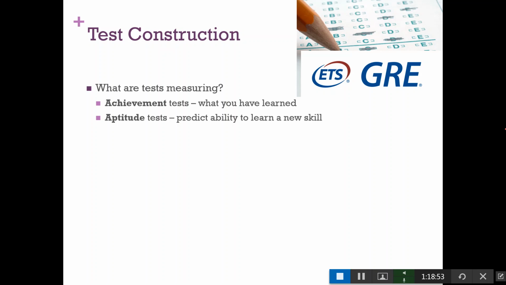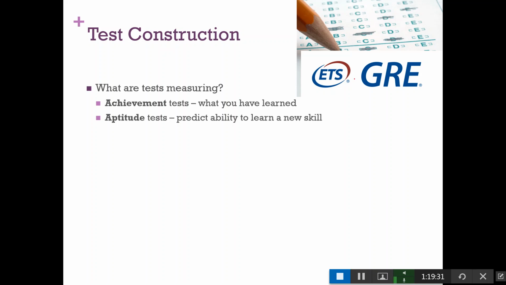Then you have aptitude tests, which are tests that predict your ability to learn a new skill or to do well in a particular profession or area. An example of this is the Graduate Record Exam, the GRE. This is a test that people have to take in order to get into graduate school. Particularly psychology majors might have to take the GRE if you're thinking of going into grad school, right? So the GRE is just one of many.